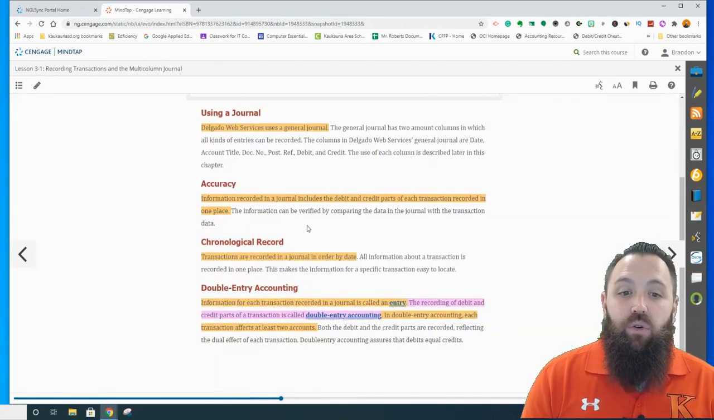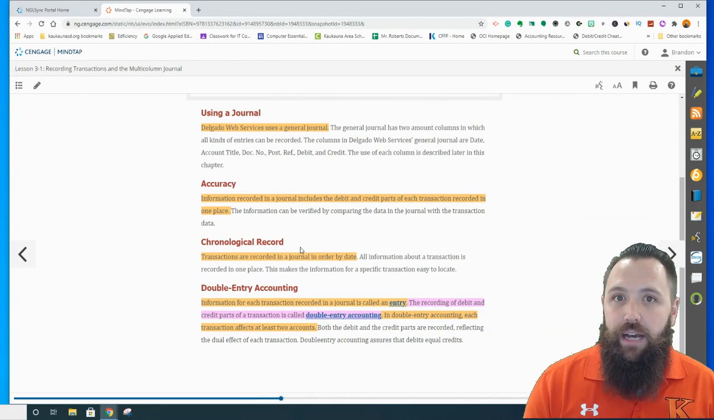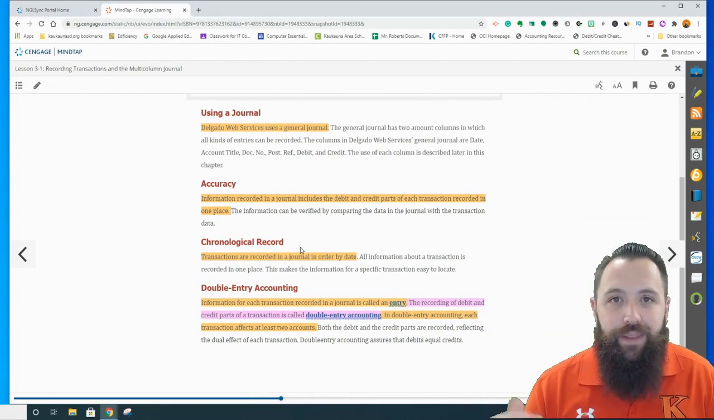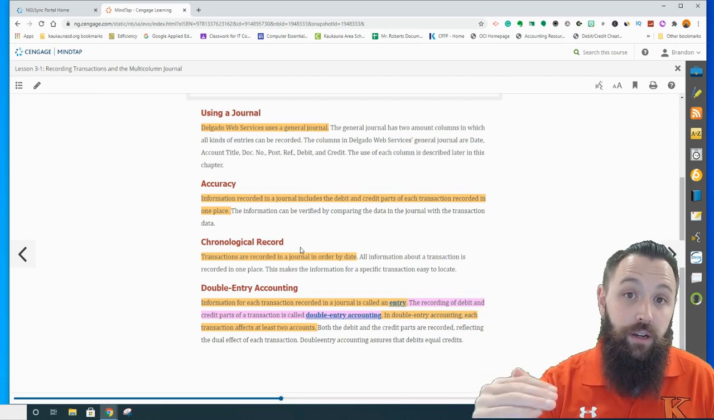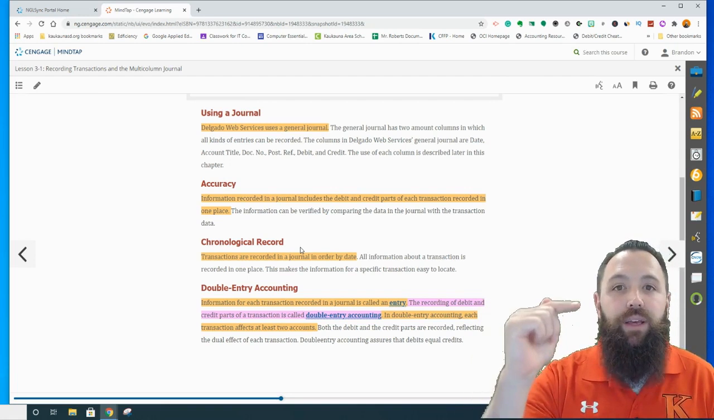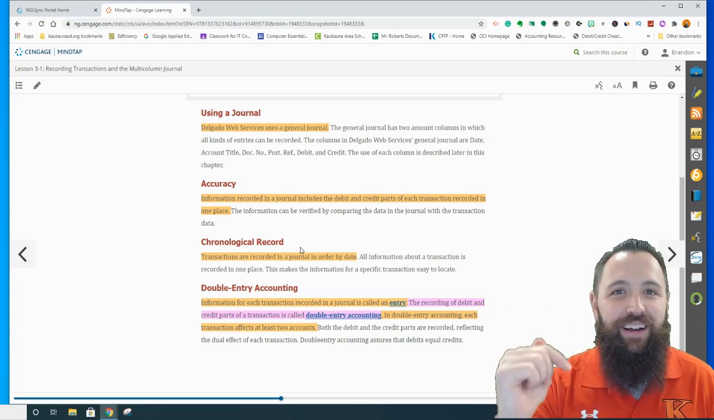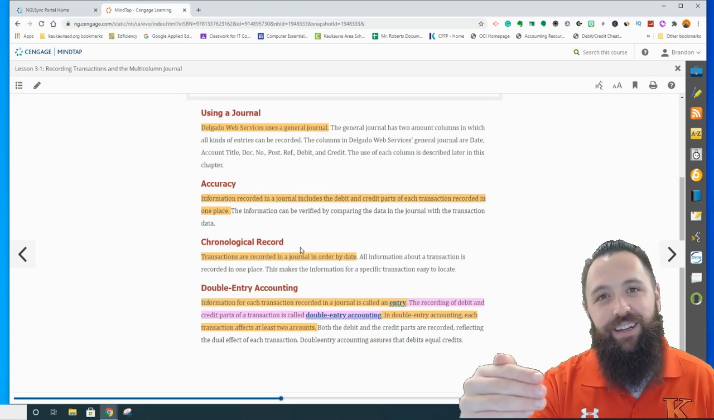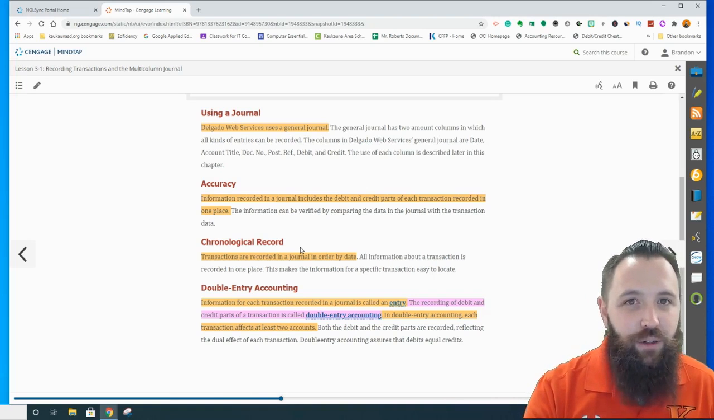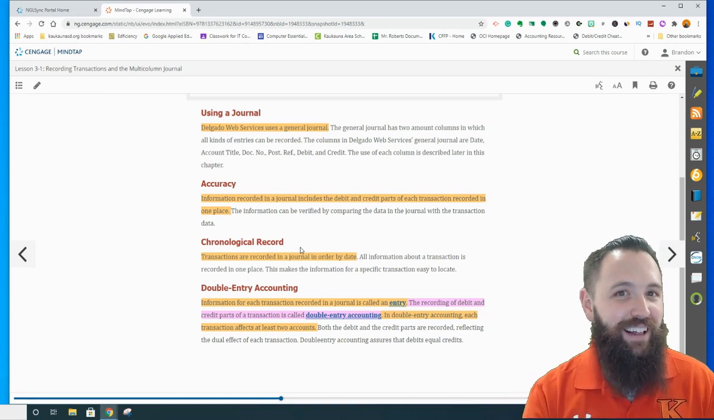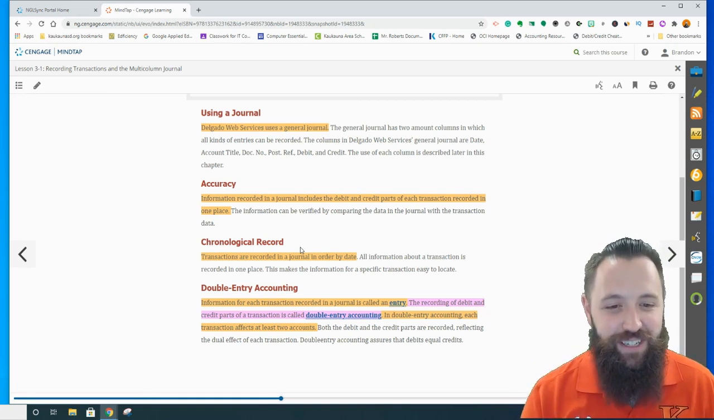We're going to write this in chronological order. So all of our transactions are going to be by date. This helps because we can see all of our transactions over multiple days in chronological order, and we can kind of tell that story of what our business is doing through these transactions. Remember, accounting, the language of business, when we look at a journal, okay, we're going to be able to tell a story of what's happening in our business.